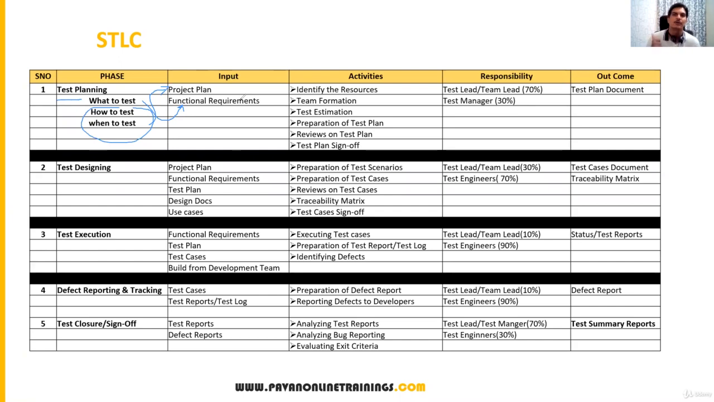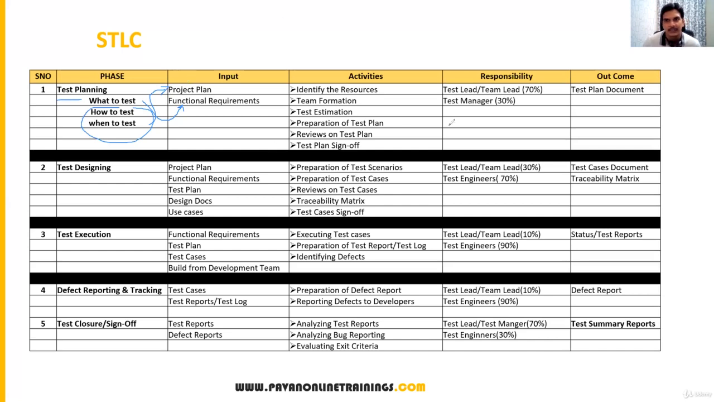Done. So now, what are the activities we do in the test planning phase? The first activity is that we have to identify the resources. This is done at the lead level or test manager level. Test planning is not normally done by the test engineer. People with 5, 7, 10, 15 years of experience, the more senior people, will perform the test planning phase. Lead level or manager level people will do that.